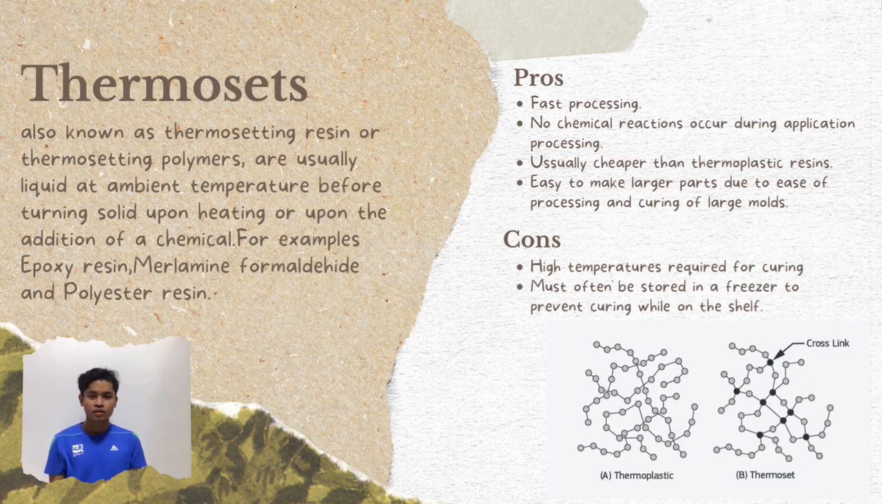Thermosets, also known as thermosetting resins or thermosetting polymers, are usually liquid at ambient temperature before turning solid upon heating or upon the addition of a chemical, for example epoxy resin, melamine formaldehyde, and polyester resin. Here are some of the pros and cons of thermosets. The pros.